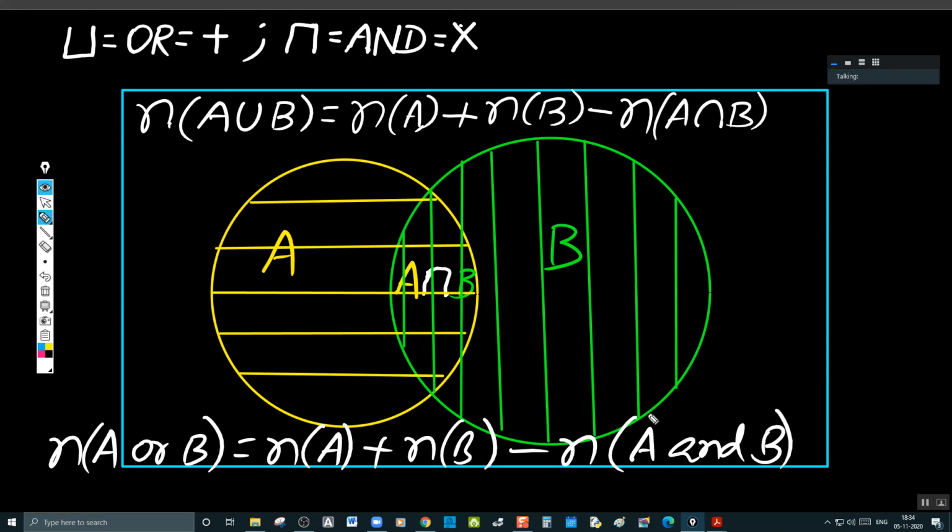Yes, sir. This is nothing but union. Union means everything is taken. Everything is taken means only A taken, only B taken, both A and B taken. That's what you have to understand. Only A means this one. Only B means this one. Or both A and B means this one.